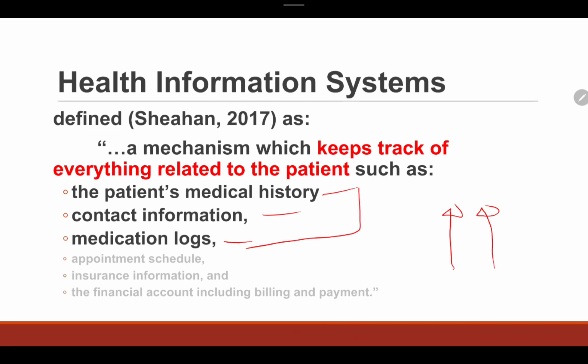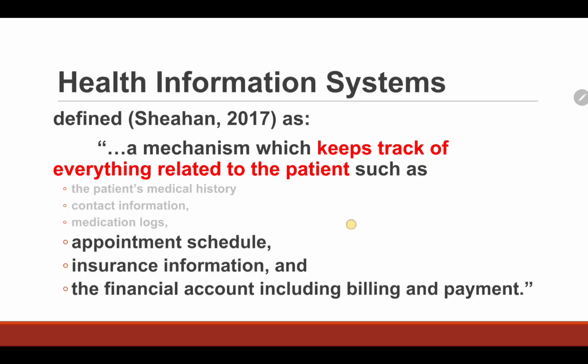Okay? So, ano pa? Appointment schedules, insurance information, and financial account, including billing and payment. So, the HIS keeps track of information from the patient. Everything from the medical history to the address, phone number, the medications that they take as maintenance or treatment, even the doctor's visit, medical insurance, and medical billings or costs are being tracked, okay, by the health information system.